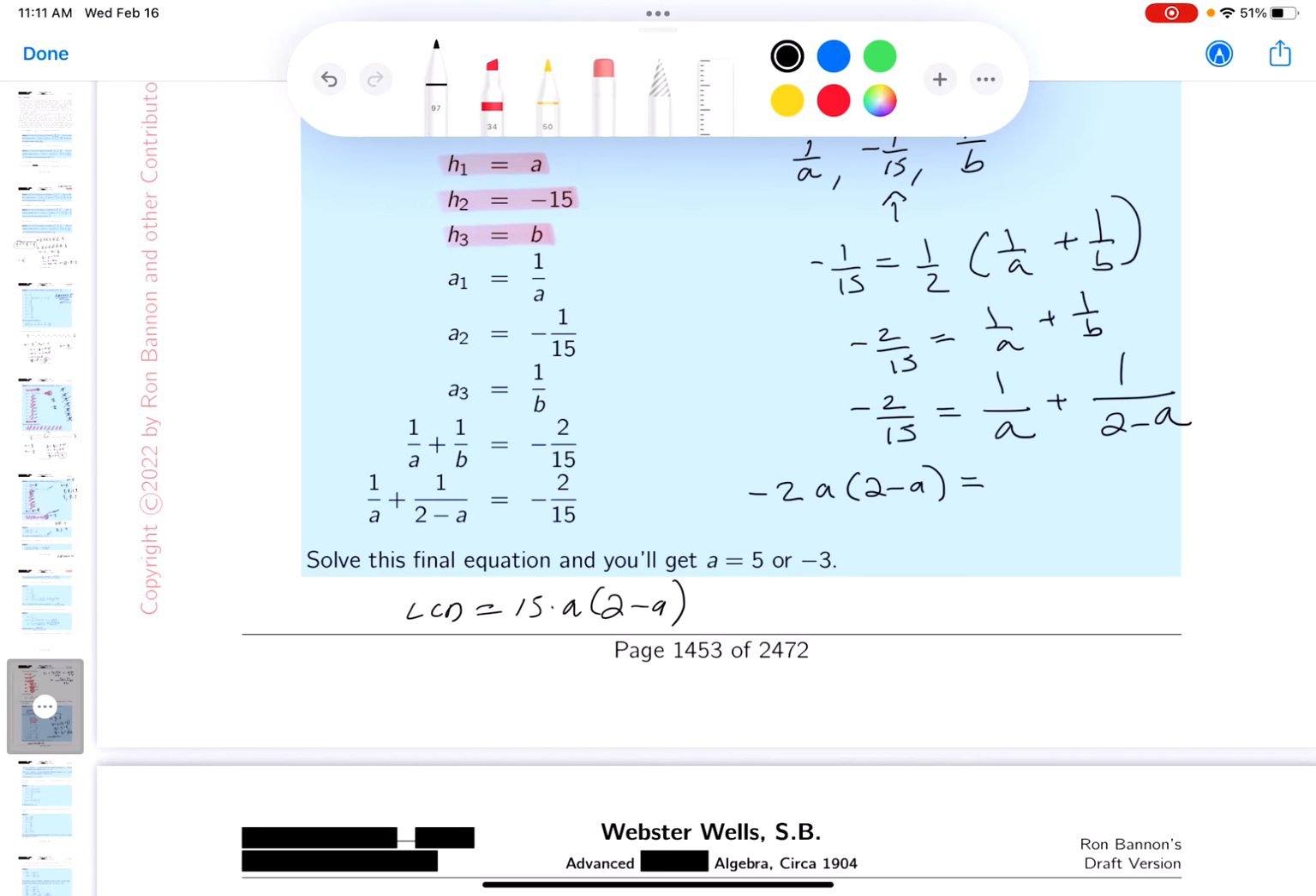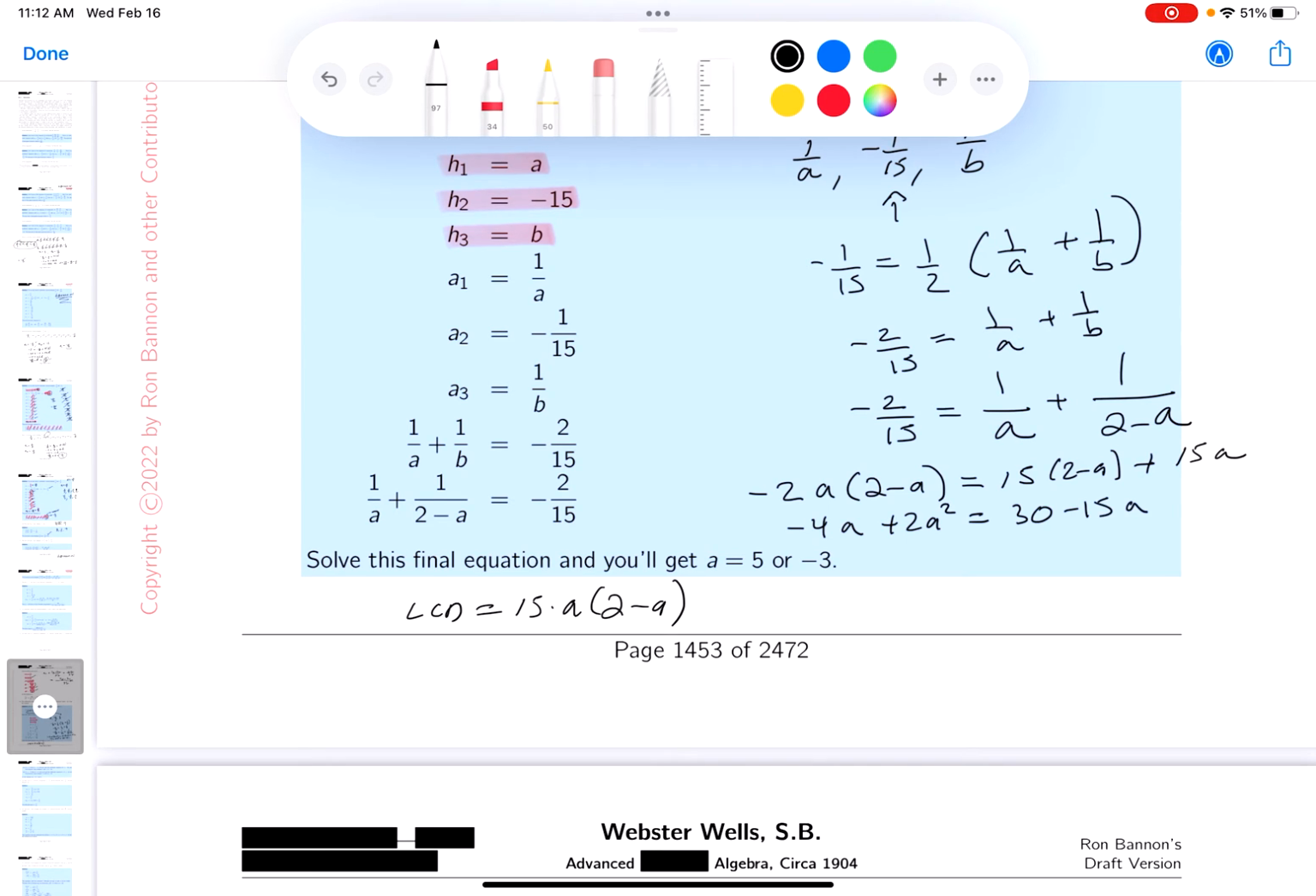So if I multiply the first term, which is minus 2/15, the 15 drops, I would get minus 2A times (2 minus A). Gee, let's do the second term. 15, the A drops, and you get 15 times (2 minus A). Plus, well, let's see, the 2 minus A drops, you get 15A. All right, I got to do this now, and what are you going to get? Minus 4A plus 2A squared. This is 30 minus 15A.